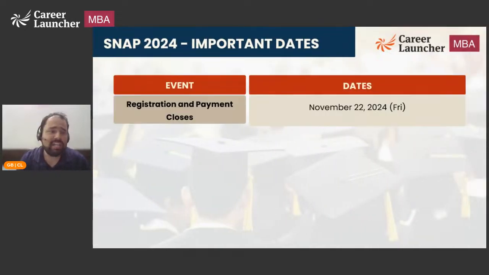The important dates that you need to keep in mind is the registration and payment. It closes on the 22nd of November. It's open at this point in time. You can go ahead and register.